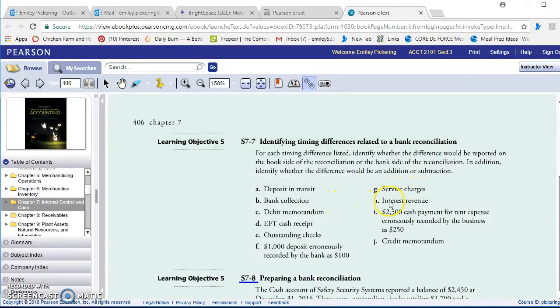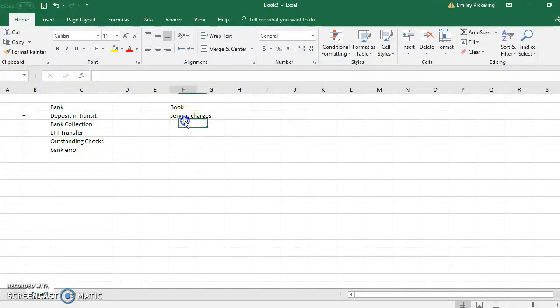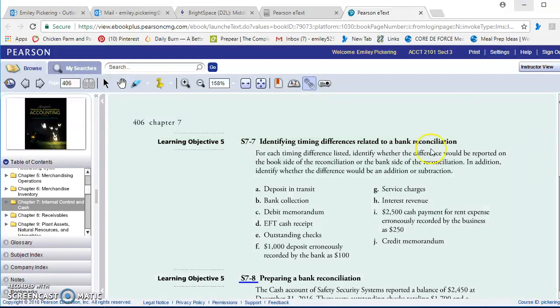Interest revenue, revenue that you receive just by having your money at that bank. And again, that's something theoretically that you wouldn't know until you get that statement. $2,500 cash payment for rent expense erroneously recorded by the business as $250. So we deducted $250 in cash. We should have deducted $2,500. So we need to go ahead and deduct the difference.